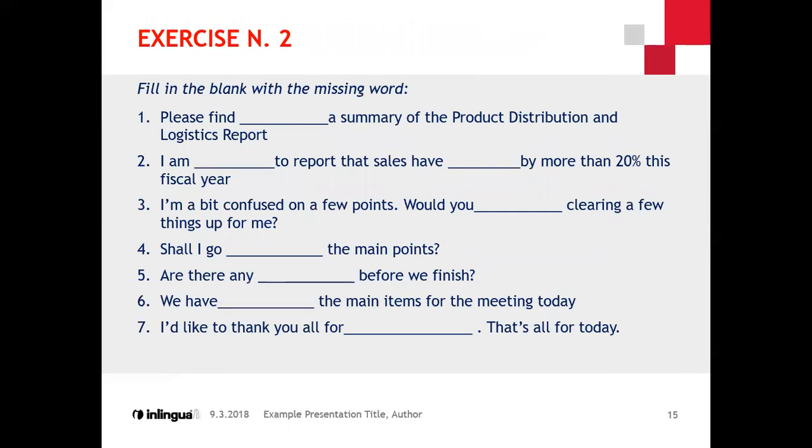And now, it's your turn again. Exercise number 2. Fill in the blanks with a missing word. Let's see what you remember. Please find below a summary of the product distribution and logistics report. This is from the memorandum. Please find below.